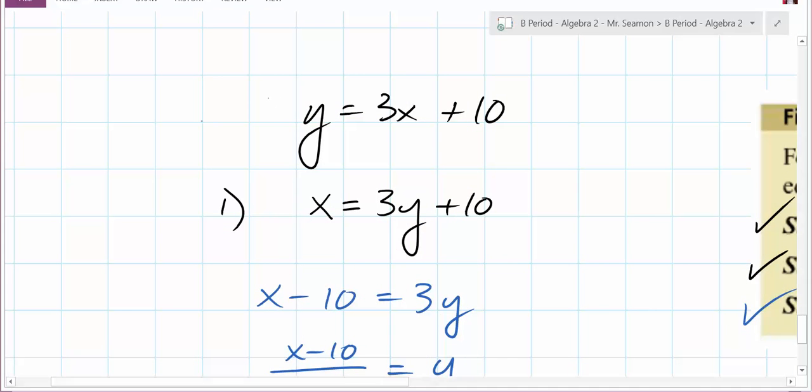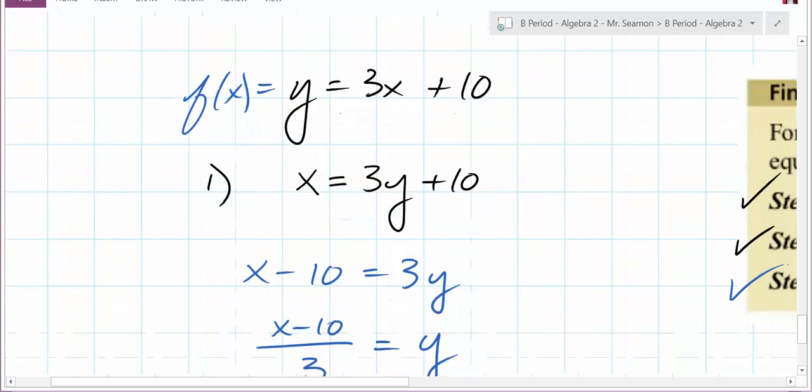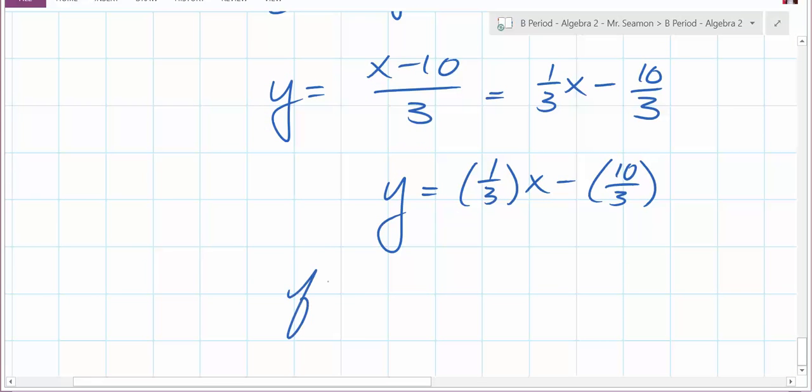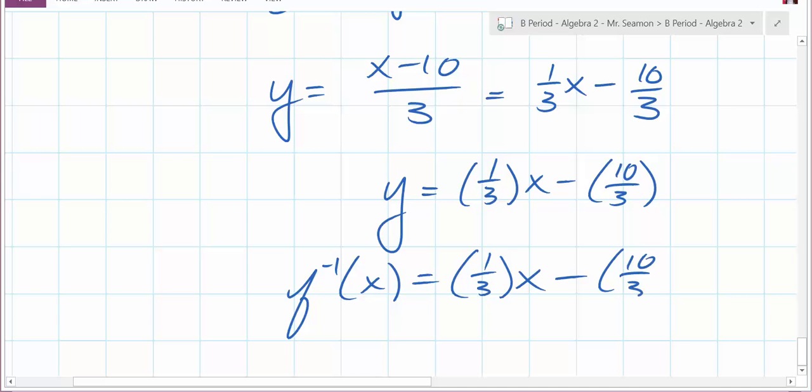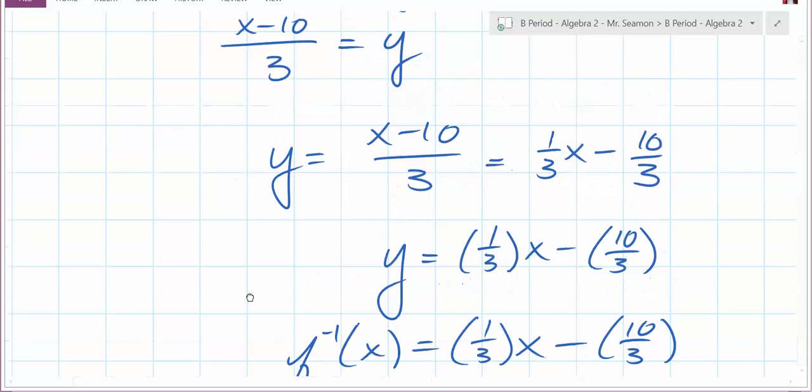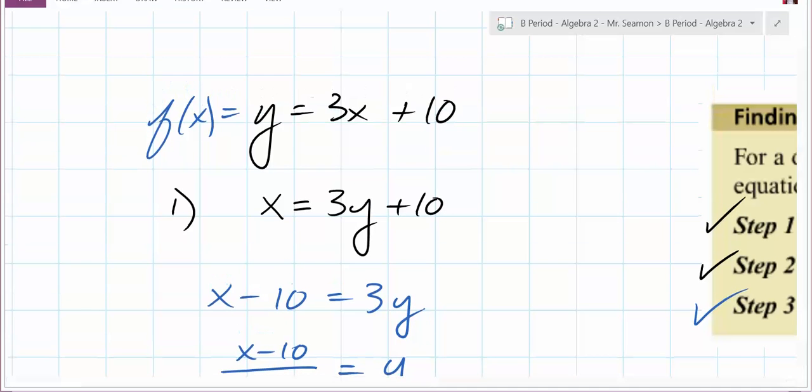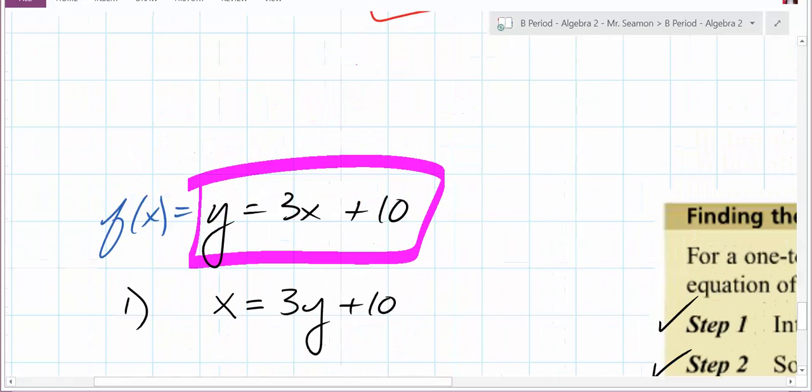So if this was our original f of x right here, what's our inverse going to be? F inverse of x is equal to what? 1/3 x minus 10 over 3. Let's just check this to see if it works. It's got to work with all points, but let's just check 1. What x value do you want to test with this one? Just pick any x value.